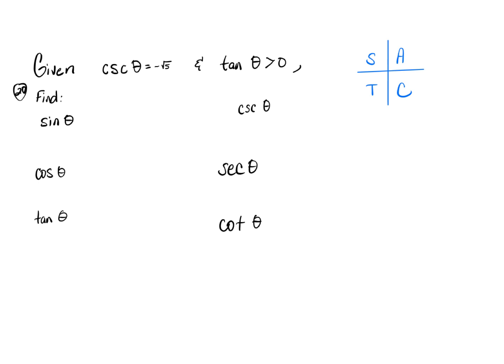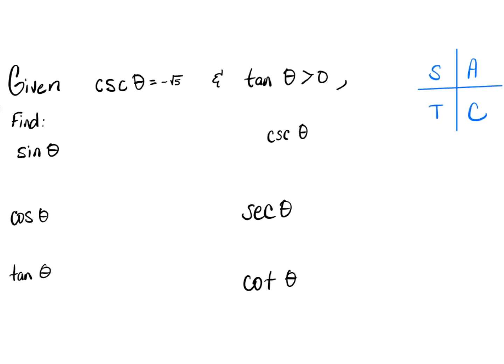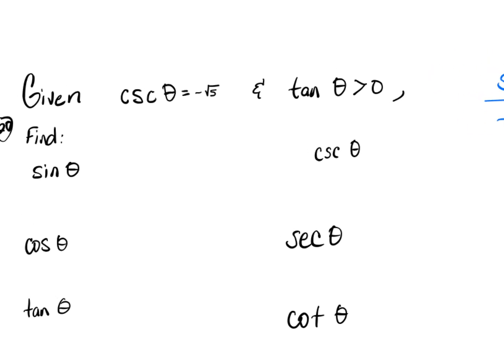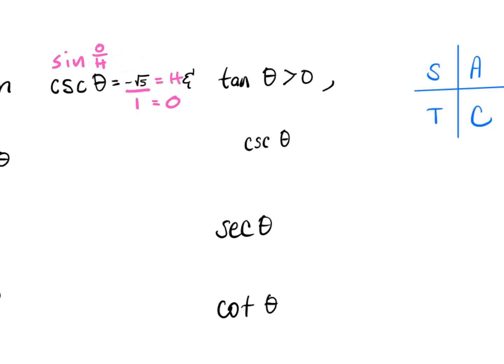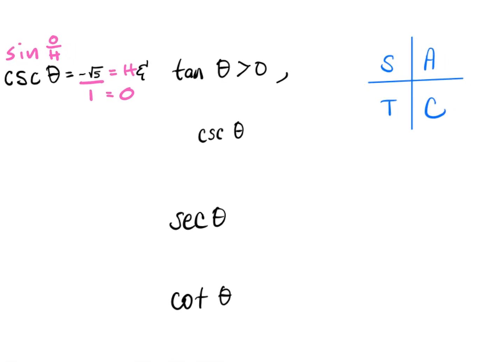So it gives us the cosecant of theta equals negative square root 5. So cosecant goes with which trig function? Sine. And sine is what over what? Opposite over hypotenuse. So that means cosecant is going to be the reciprocal of that, so it'll be hypotenuse over opposite. All right, so let's put this on our triangle, in our coordinate plane, so we know where it's at.